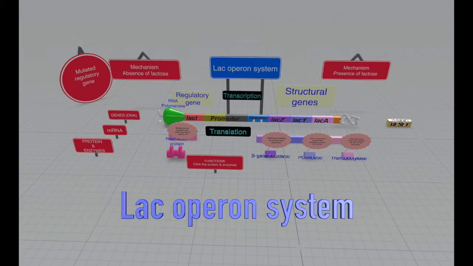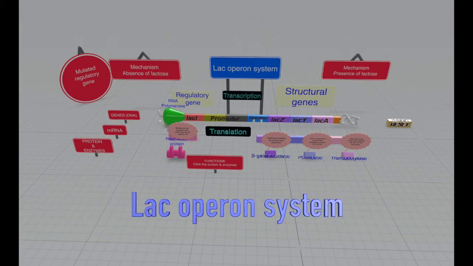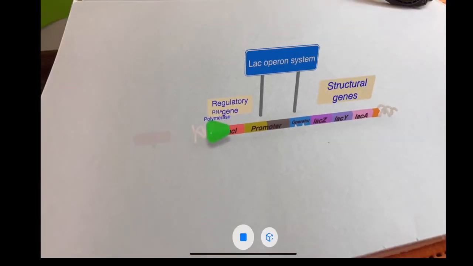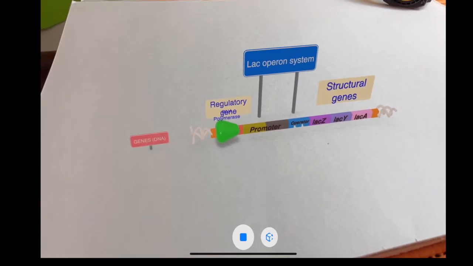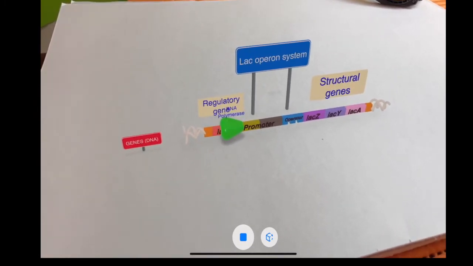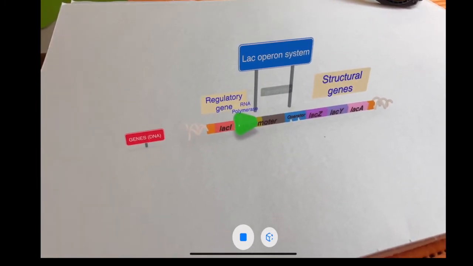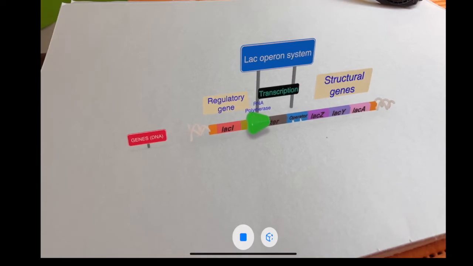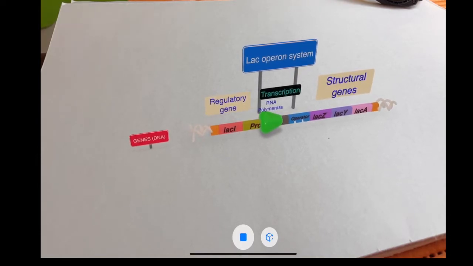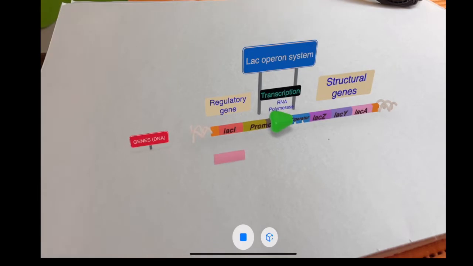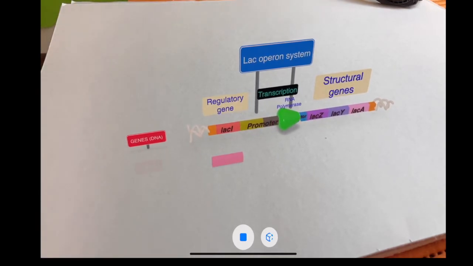In this video, we will discuss gene regulation and expression. We will focus on the lac operon. The lac operon system consists of the promoter, operator, and structural genes that consist of lacZ, lacY, and lacA. Adjacent to the lac operon system is the regulatory gene lacI.